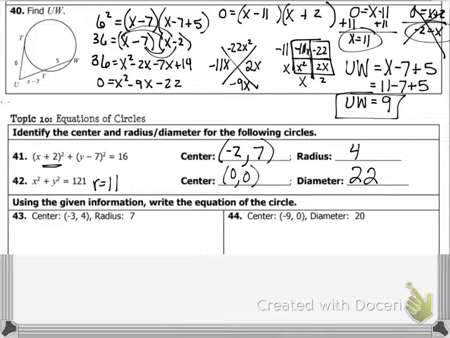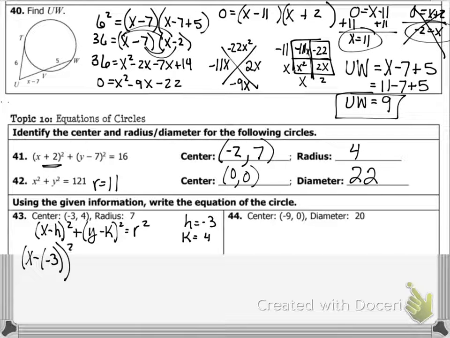Okay. (x minus h) squared plus (y minus k) squared equals my radius squared. And remember, (h, k) is the center. So that means my h for this one is negative 3, and my k is 4. So when I plug that in to make my equation, x minus negative 3 squared plus y minus 4 squared equals r squared.